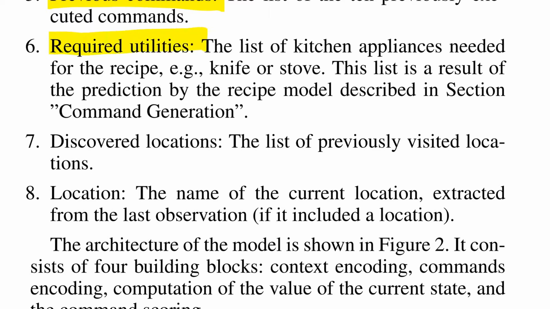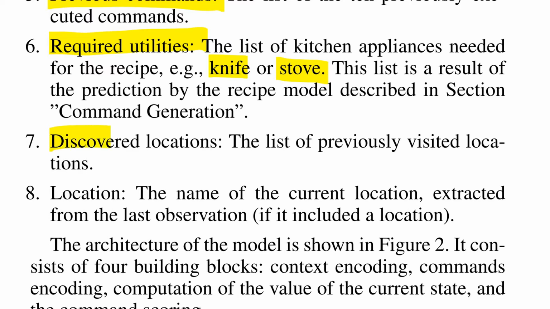Required utilities. Again, this is a model that's trained to predict what utilities are required to perform some actions. So as I said before, if you want to slice the red hot pepper, you need a knife. If you want to fry it, you need a stove.